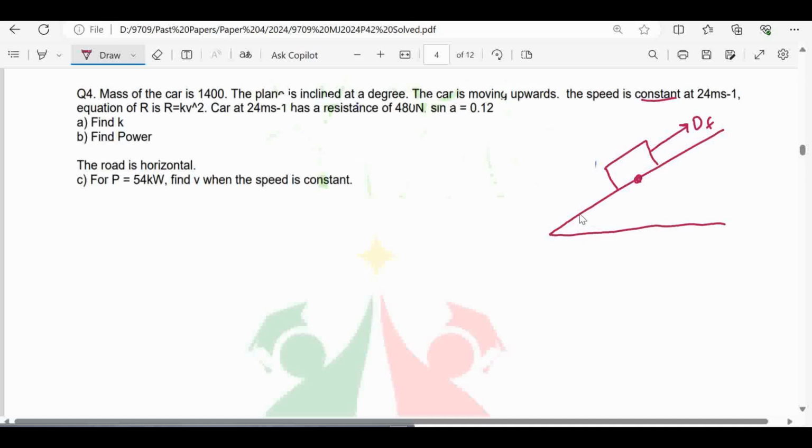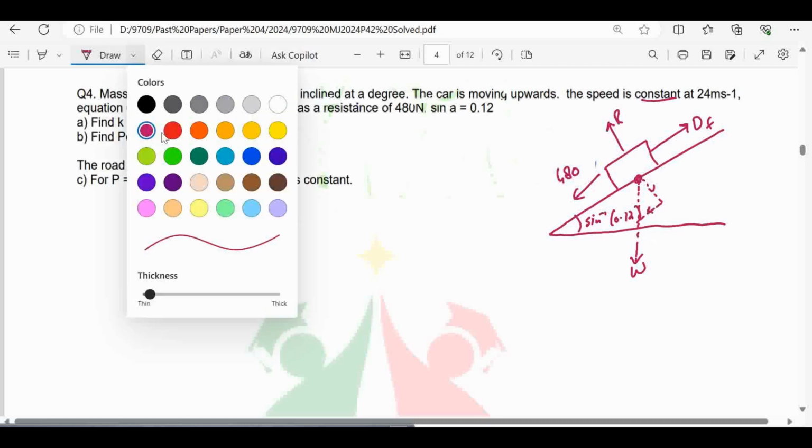and this angle is basically, sine alpha is 0.12. So we can write that this angle will be sine inverse of 0.12, and we will have the resistive force which will be 480 as it is going down, and we will definitely have R, and we will have the components of the weight. So we will have the components of the weight as well. Okay, now let's simplify the question.